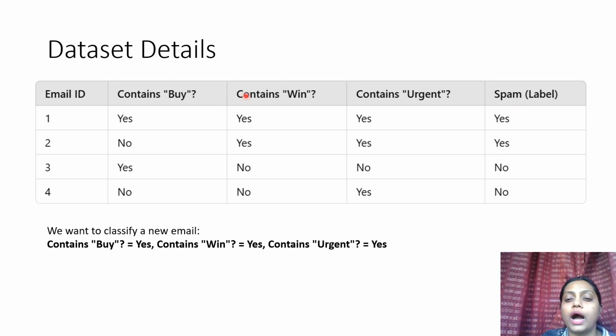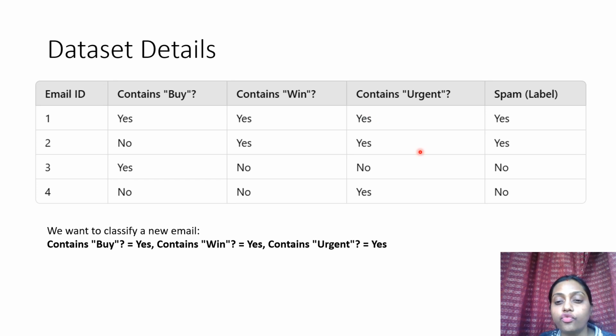For the keywords buy, win, and urgent, either the word buy is present within the email body, or the word buy is not present within the email body. If the feature is present within the email body, it is represented as yes, and if the feature is not present, it is represented as no. Similarly for the other two features, win and urgent. Here also, if win is present in the email body, it is represented as yes, and if win is not present, it is represented as no. So if this is our data set, what is our task?